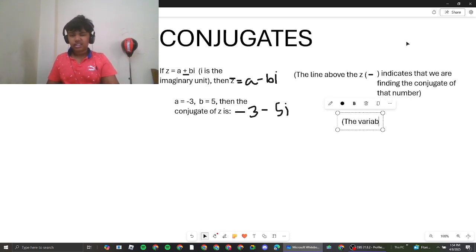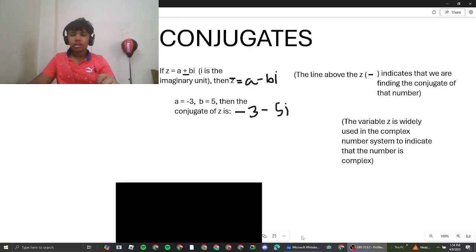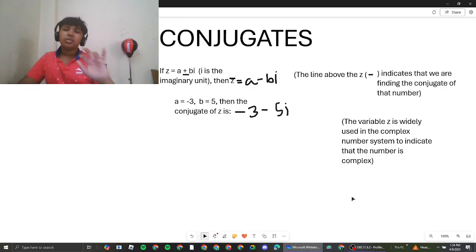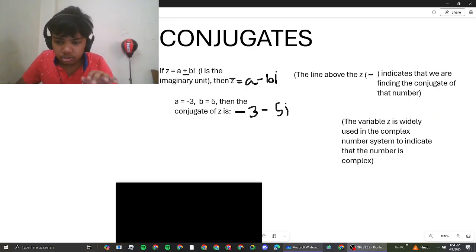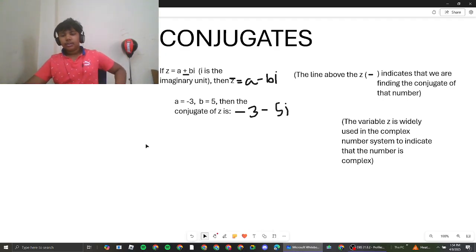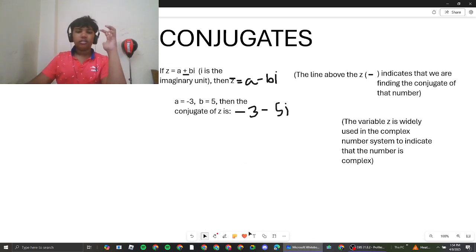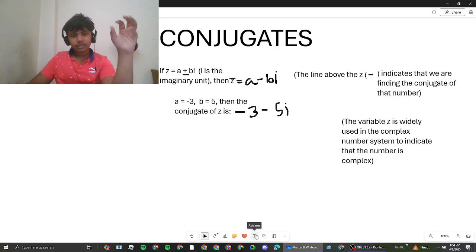The variable z is widely used in the complex number system to indicate that the number is complex. This is also important because, as I said before, the variable z is commonly used because x and y are used for real numbers. But z is special. So I think this is all about conjugates.